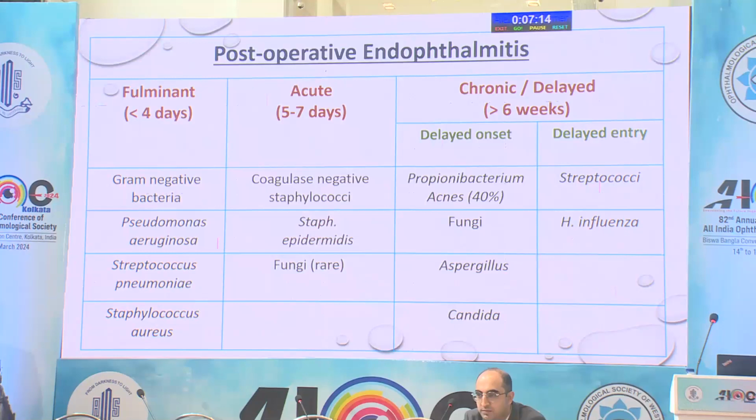Fulminant, that is less than 4 days, that's acute. Gram-negative, most common is Pseudomonas aeruginosa, Streptococcus pneumoniae, and staph. And acute, 5 to 7 days is coagulase negative, Staph epidermidis. Fungus can present but extremely rare, for example, Candida. And even chronic or delayed for more than 6 weeks, it's either Propionibacterium, fungus, Aspergillus, or Candida.